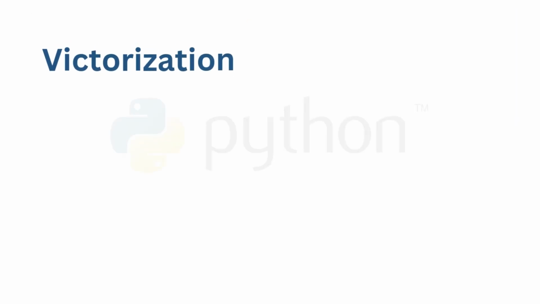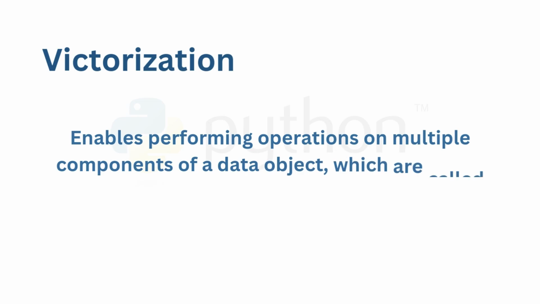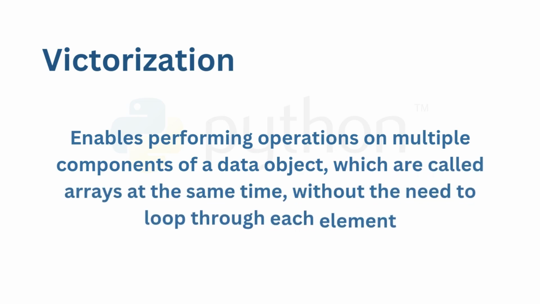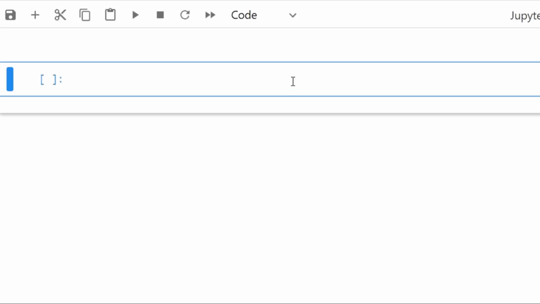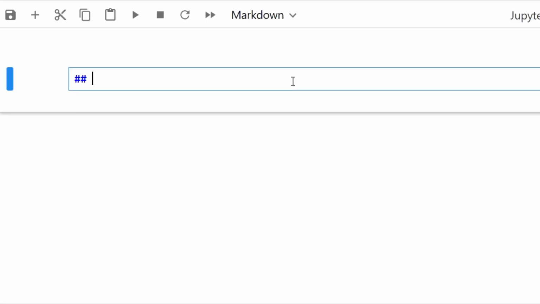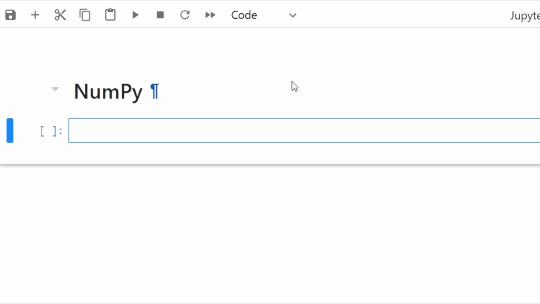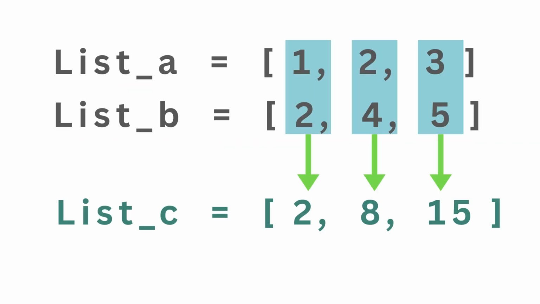NumPy's power comes from vectorization. Vectorization enables operations to be performed on multiple components of a data object, which are called arrays, at the same time, eliminating the need to loop through individual elements. This is particularly useful for data professionals because their jobs often involve working with very large quantities of data, and vectorized code saves a lot of time because it computes more efficiently. Let's explore this a little more.